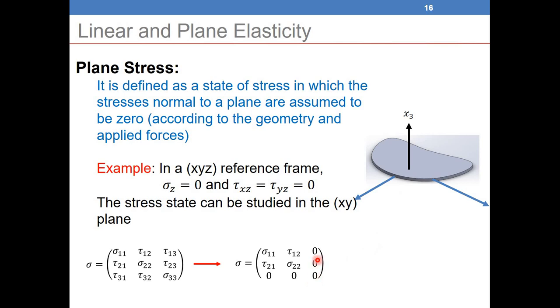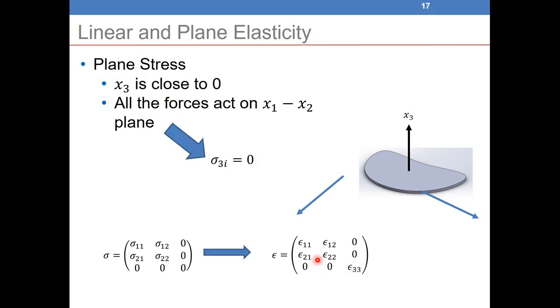So let's see, for example, here. So x3 is close to 0, and all the forces will be acting along the plane here. So in this case, for sigma 3, I don't have any force, so the stress along this part will be 0, the normal stress. That's why the normal stress here will be equal to 0. But also, as we said before, if the normal stress is equal to 0, it does not necessarily mean that the corresponding normal strain should also be equal to 0.